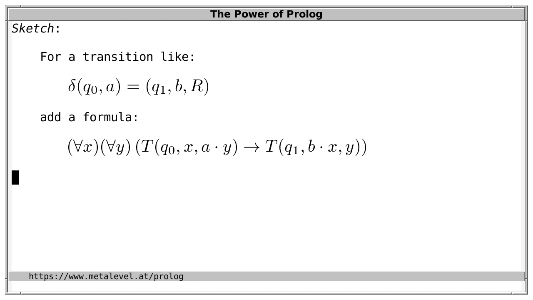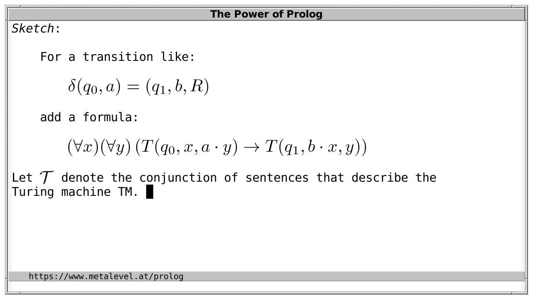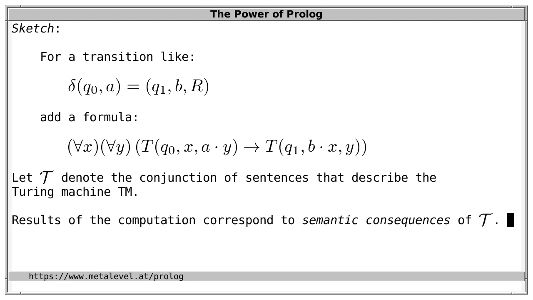And the rest can also be modeled very easily. For example, we can easily express an initial tape content as a formula and so on. So let's denote with a calligraphic T the conjunction of all formulas that we need to express a given Turing machine Tm. Then results of the computation correspond to semantic consequences of this theory.